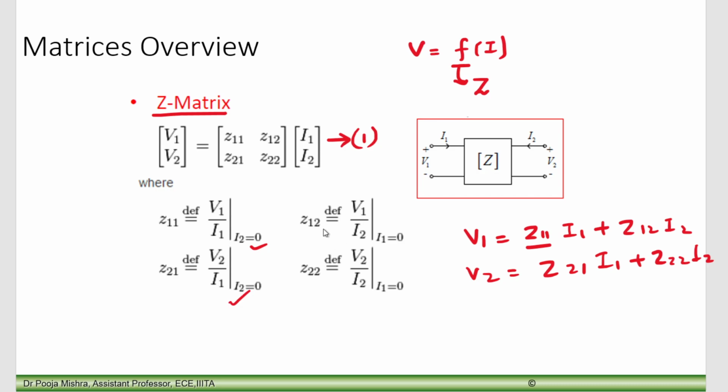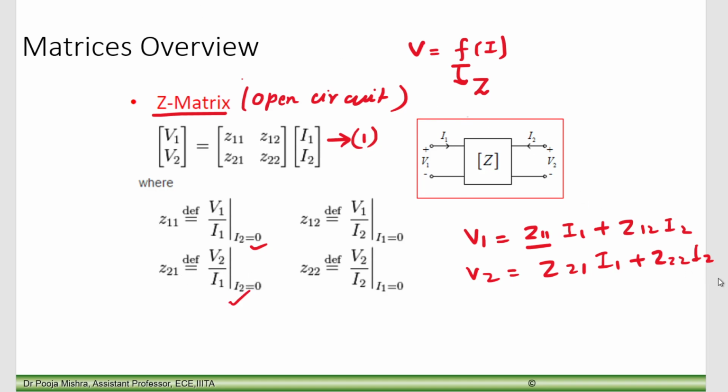Z12 is defined as the impedance determined when port 1 is open circuited. So the Z parameters are also called open circuit parameters. Z11 is input impedance, Z22 is output impedance, because the V and I ratio is impedance. Z12 and Z21 are transimpedances.